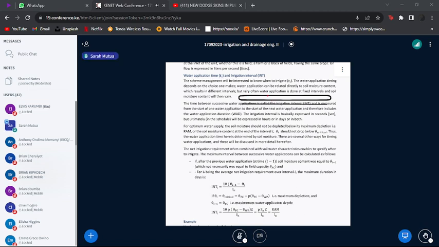This one has become a little bit more complex. So the time between successive water applications is called the irrigation interval and is measured, as I've already illustrated, from the start of one water application to the start of the next water application, and therefore includes the water application duration.